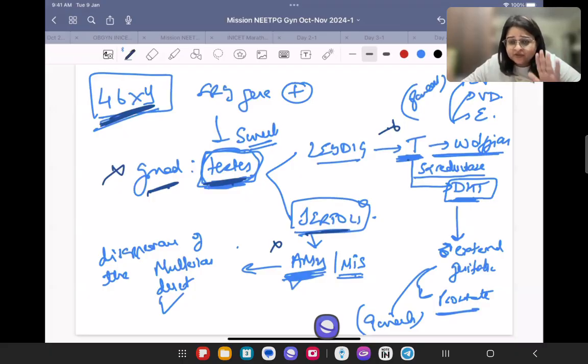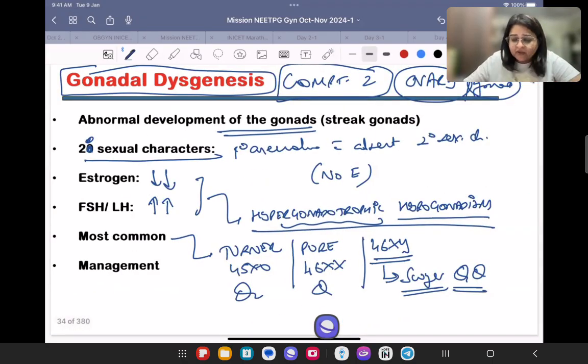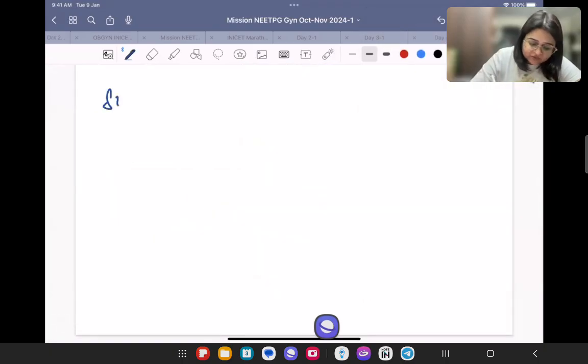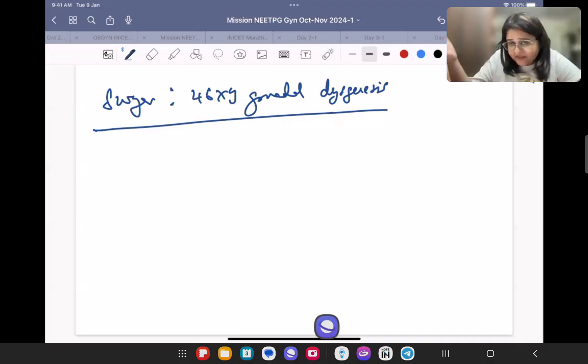Yes, there will be a uterus, correct. So the uterus is going to be present. Okay, so in Swyer syndrome, which is a type of 46XY gonadal dysgenesis, in your workbook you'll find this some pages later, but let me just explain it here.